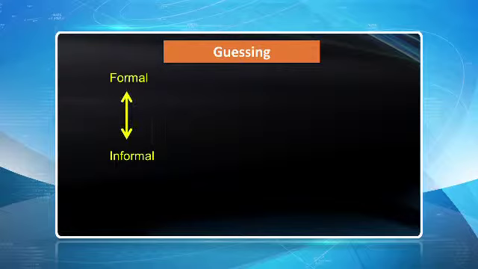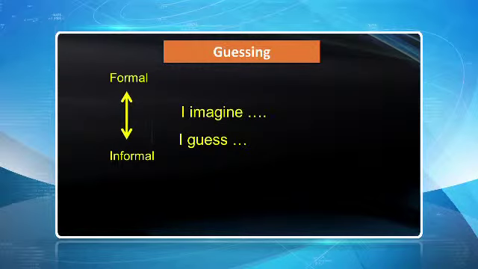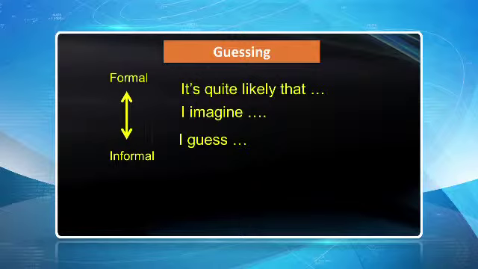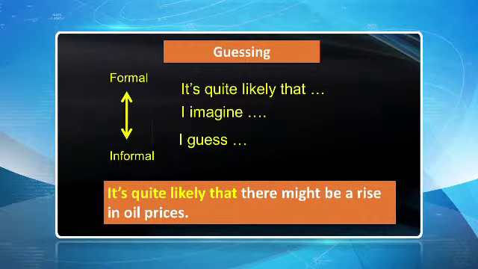Next, we look at guessing. When we guess something, of course, once again, we have the formal response and we have the informal response. And we can say things like, I guess, I imagine, it's quite likely that. So we are not certain. That's what we can take away from this one. That guessing means that you are still not sure of your opinion, but you are giving it anyway. You are guessing. And an example would be, it's quite likely that there might be a rise in oil prices. So there is a chance that it might happen, but we are still not certain that it will indefinitely.